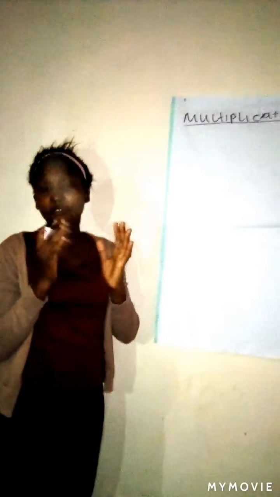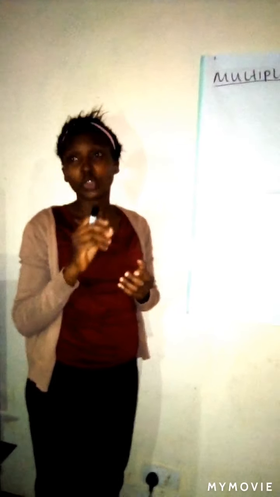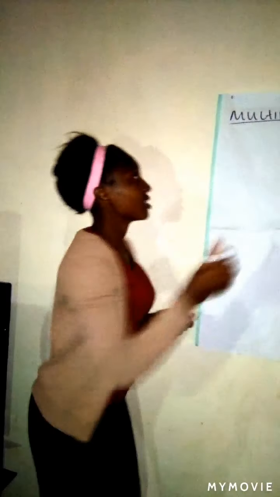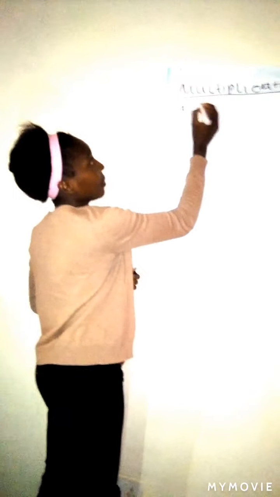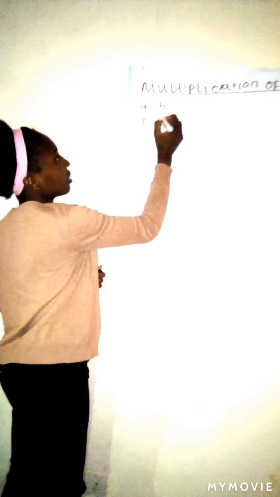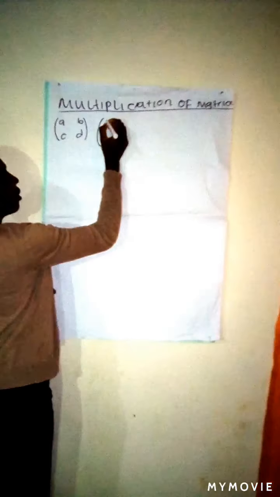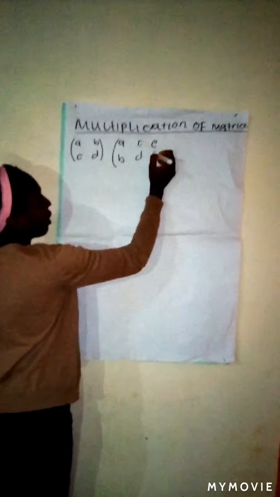In the multiplication of matrices, the first thing that we have to consider is that the number of entries in the first row of the first matrix should be equal to the number of entries in the column of the second matrix. What I mean is this. For example, if the first matrix is A, B, C, D, then the second matrix is A, B, C, D, E, F.